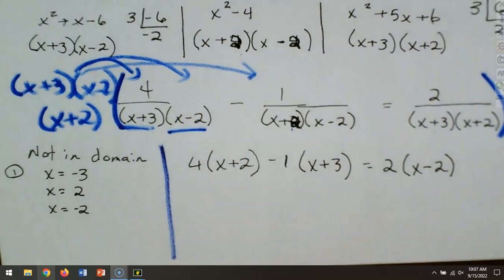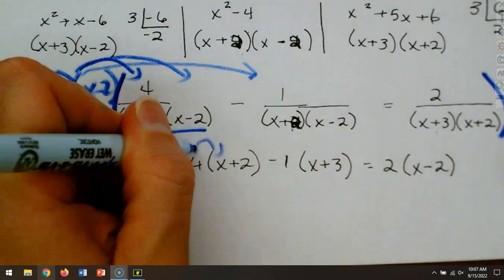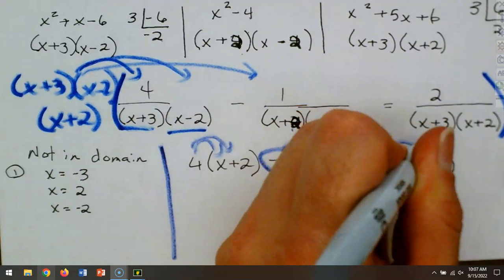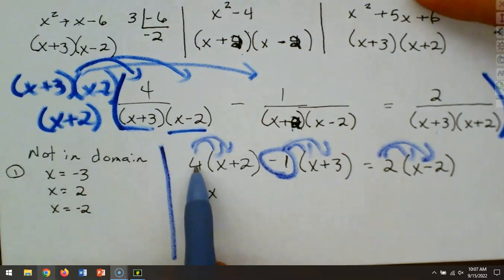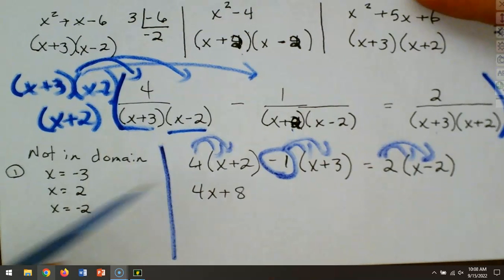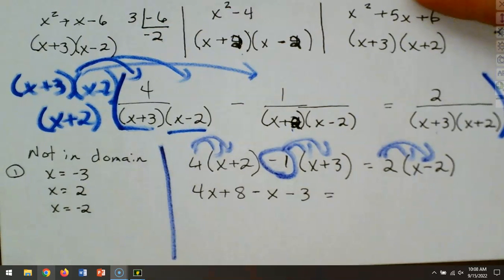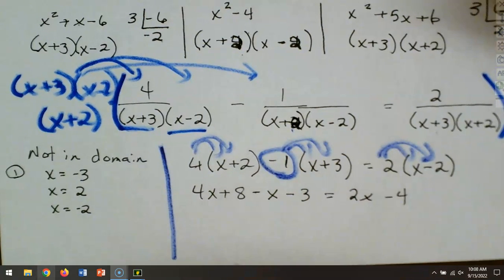So now we've got something that we can solve. We know what to do from here. We just simply distribute through. Okay, so we distribute through. And when I distribute through, now what am I going to be left with? Now we've got 4x. 4 times 2 makes it an 8. Watch your negatives here. We've got a minus x, minus 3. Right-hand side, we have a 2x and a minus 4.